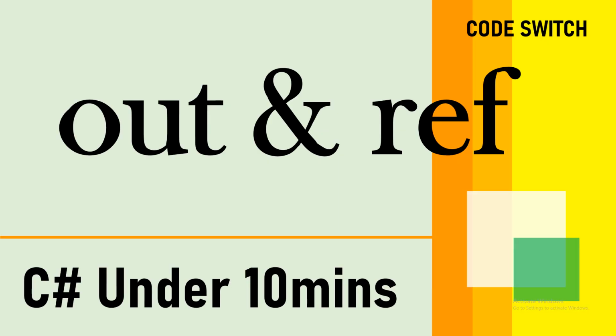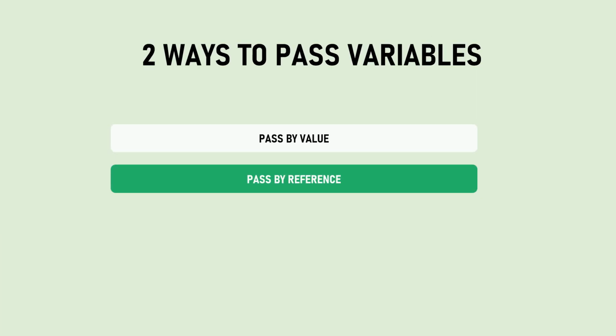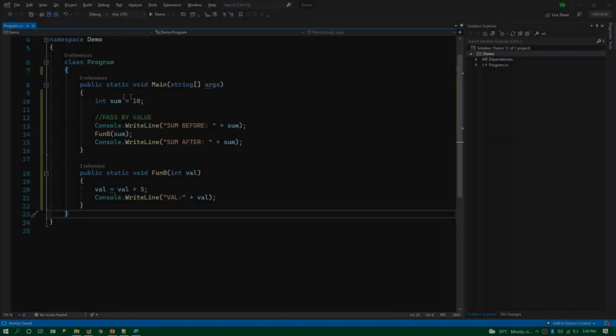Now let's discuss the out and ref keywords in C#. Before that, we need to understand that there are two ways to pass a variable from one function to another. They are called pass by value and pass by reference. So what's the difference? Right, so let's do a test.